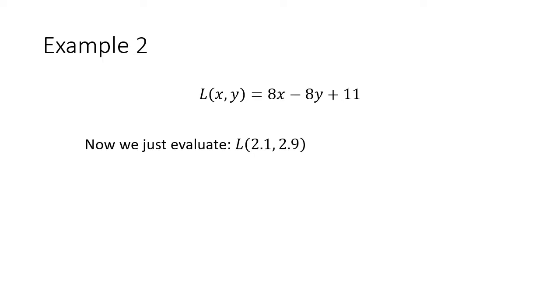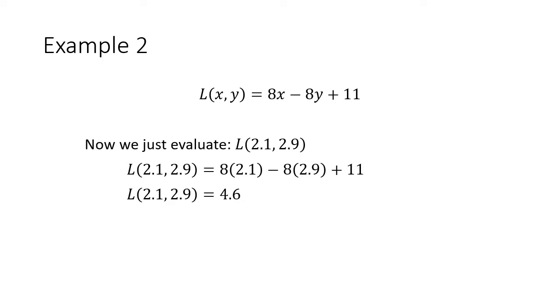So if that's my linearization, all I have to do is evaluate now at my point, 2.1, 2.9. So plug those in, follow the order of operations. My linearization gives me the value 4.6. Now, this is the approximation. I approximated that the value of my surface at that point is 4.6.